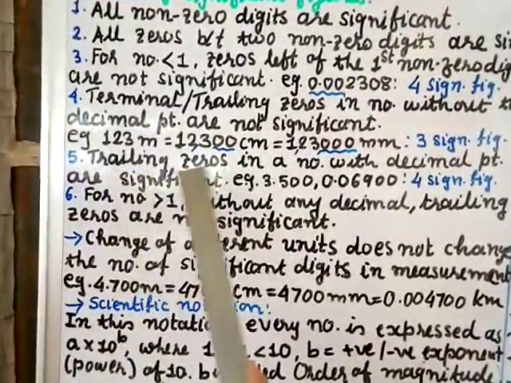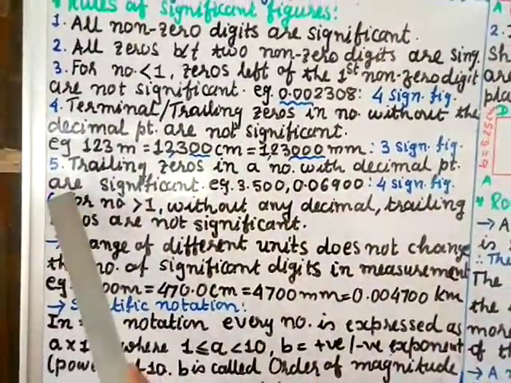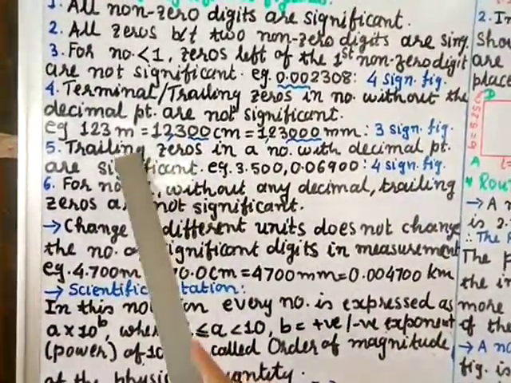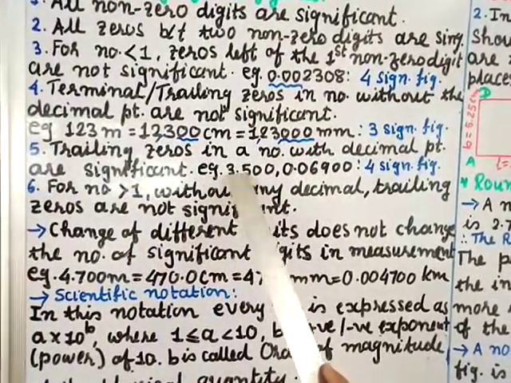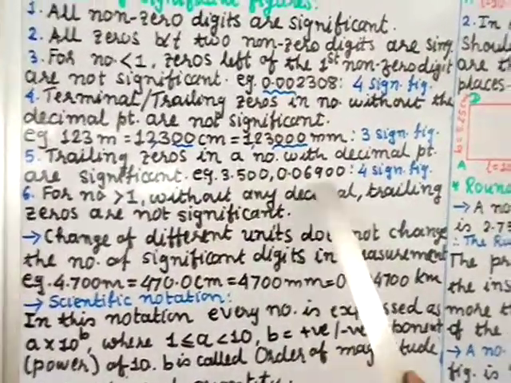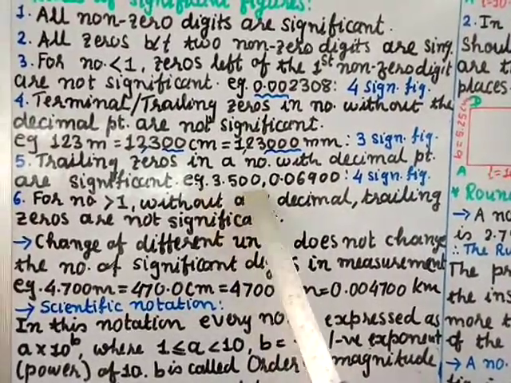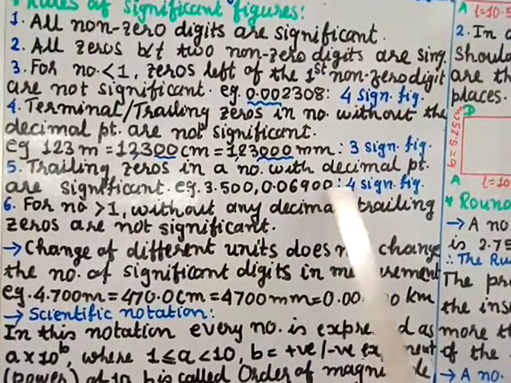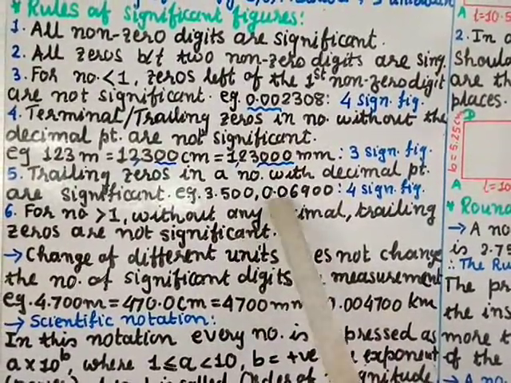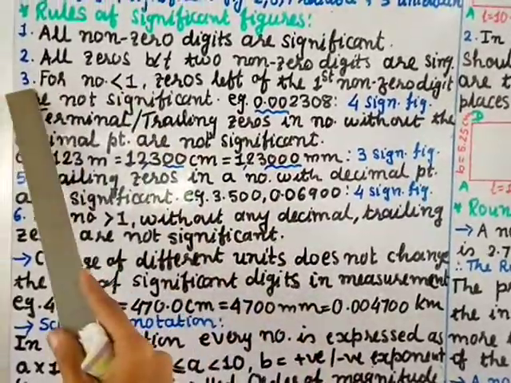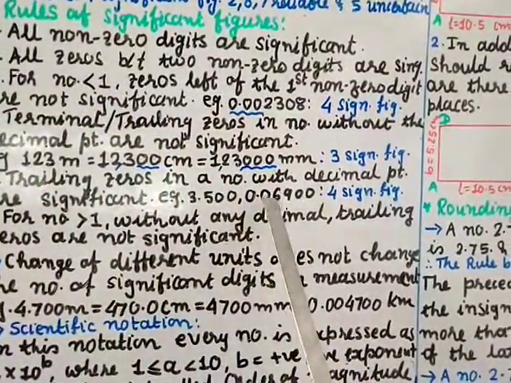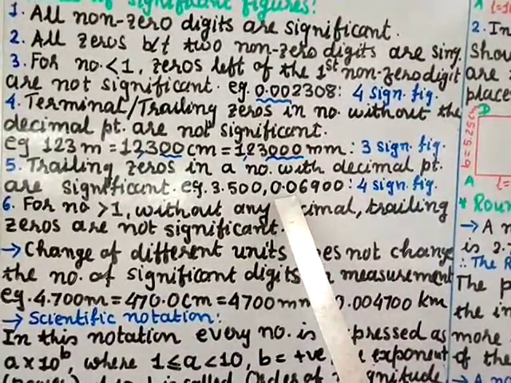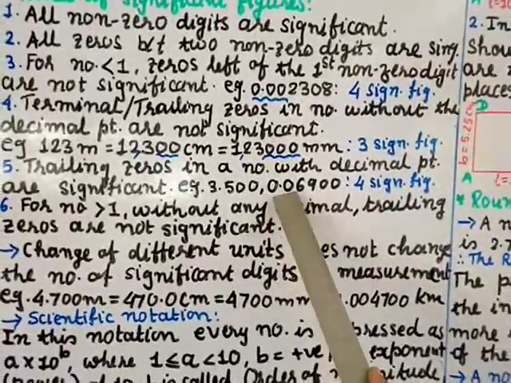Number 5, trailing zeros in a number with a decimal point are significant. So if there is a decimal point, then the final zeros are significant. In this, after the point there are these 2 more zeros, so they are significant. Here also these 2 more zeros are significant. So the significant figures for the first example are 1, 2, 3, 4. Here 1, 2, 3, 4. But this 0 is not significant, because this number is less than 1. By rule 3, the 0 to the left of the first non-zero digit is not significant.